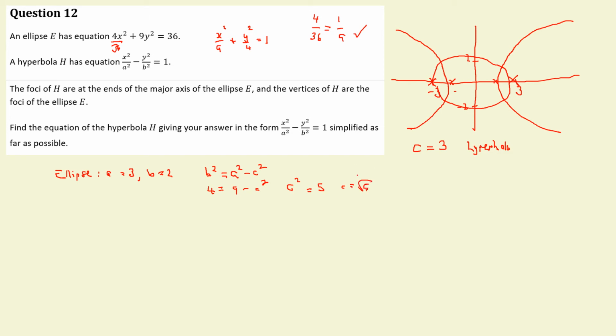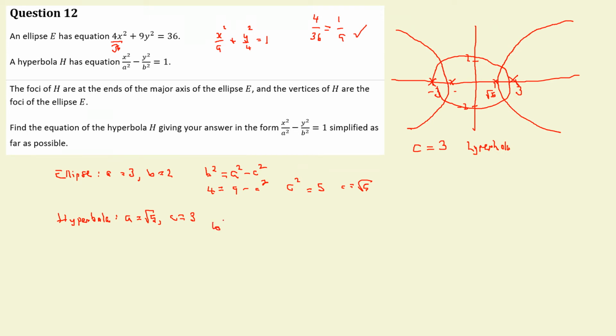But the focus of the ellipse is the vertex. So this here, root 5, is the vertex of my hyperbola. So for my hyperbola, I've got my A value, because the vertices are at plus or minus A, 0. So for my hyperbola, I've got A is root 5. But also for my hyperbola, I know that C is 3. We just got that on the original graph because we'd got it going through the endpoints of the major axis. So I can look at B, can't I?